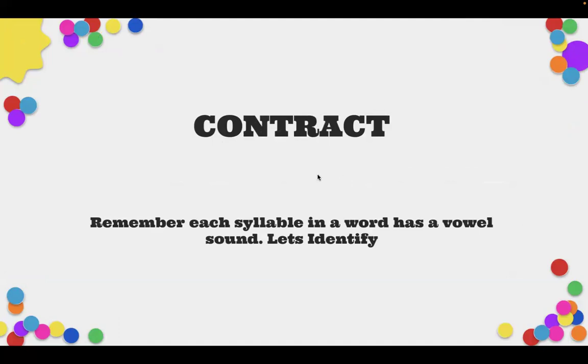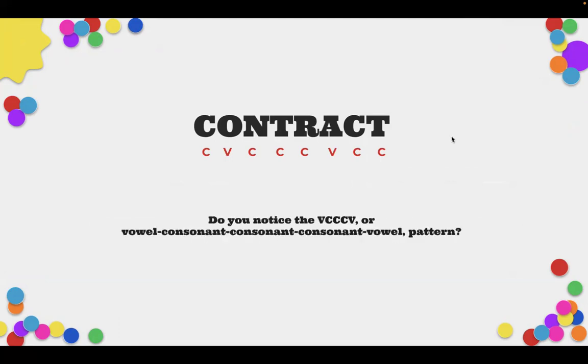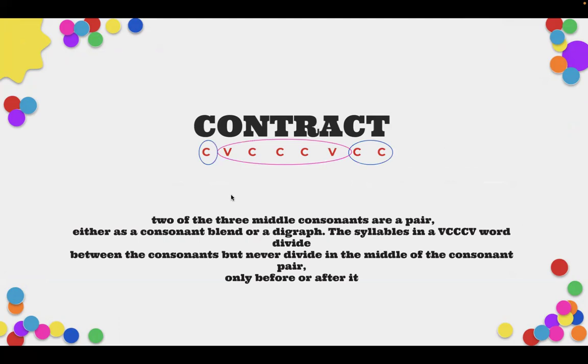Let's look at the word contract again. Remember, each syllable in a word has a vowel sound. Let's identify: we have consonant, vowel, consonant, consonant, consonant, vowel, consonant, consonant. So do we notice the V, C, C, C, V, or vowel, consonant, consonant, consonant, vowel pattern? It's right here in the middle.